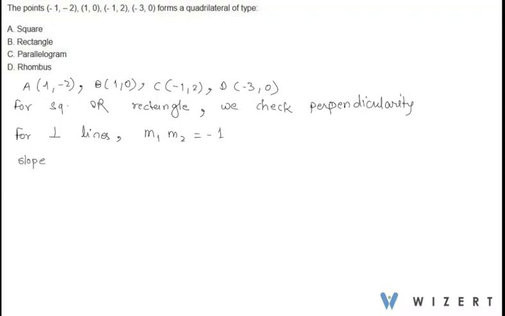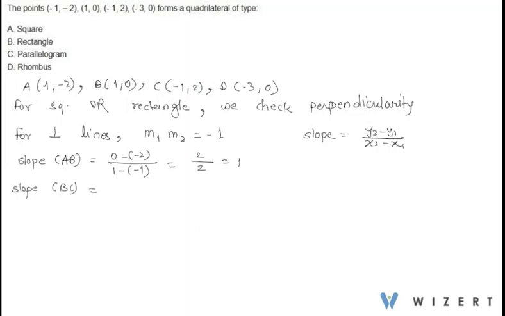So let's first check the slope of AB. We know slope is equal to (y2 - y1) upon (x2 - x1). So that is equal to (0 - (-2)) divided by (1 - (-1)). That is 2 divided by 2, so this is 1. Slope of BC is equal to (2 - 0) divided by -1 - 1, which is 2 divided by -2, which is -1.